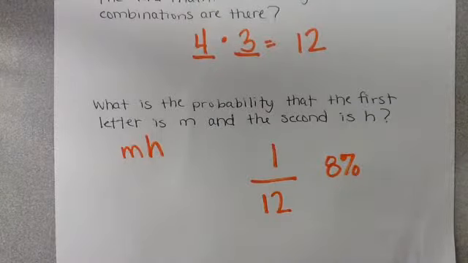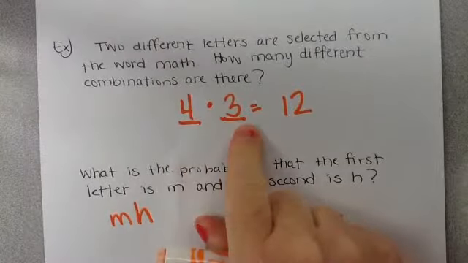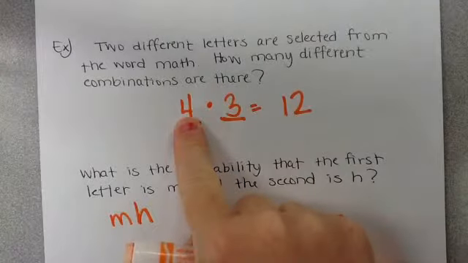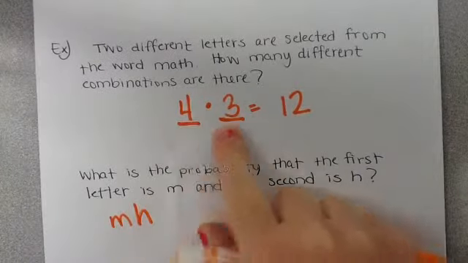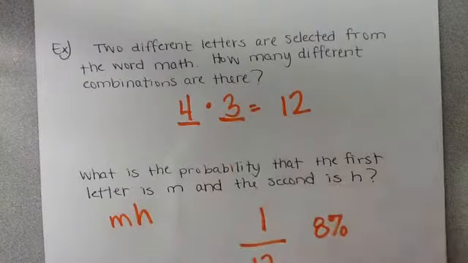Okay. So list out your spots that you need to fill. Fill in how many options you have for that spot. 1 is gone. Then keep going for the next spot.